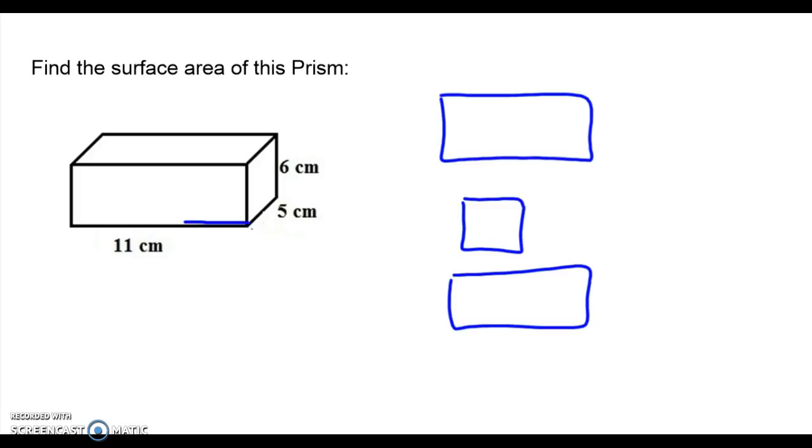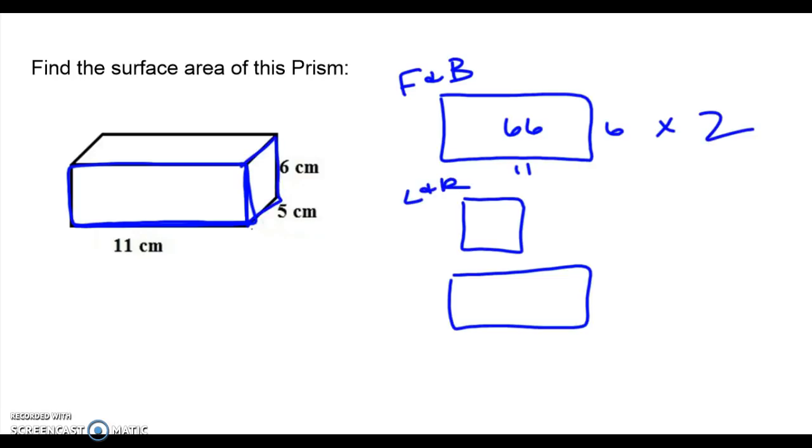I'm first going to start with my front and the back piece. I know that's going to be an 11 by 6, so 11 by 6 ends up being 66. Then I'm going to have to multiply that by 2, because I have 2 of them. And then here, my left and my right piece is a 5 by 6. 5 times 6, we end up with 30, which I'm going to have to multiply by 2.